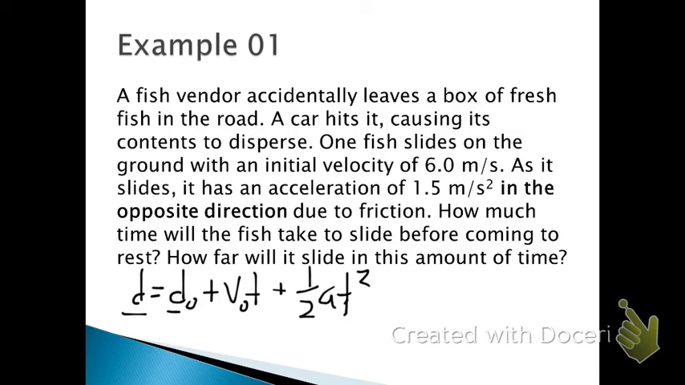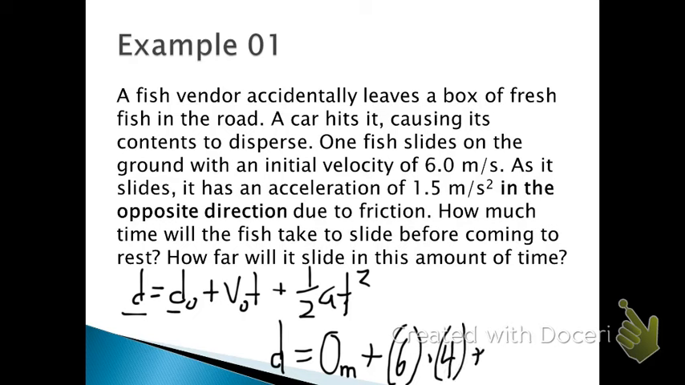Oh, by the way, I already have it in a form where it's equal to what I'm solving for. So I would like to know d, and I've already got it in that form. It'll equal my initial position. I declared that to be 0, and that's fine. Plus my initial velocity, well, that was 6, times time is 4, plus 1/2 times my acceleration, well, that's negative 1.5 meters per second squared, times time squared. So that's 4 squared, which will end up being 16. Now I just plug this out, and I find that d equals 12. d equals 12 meters.